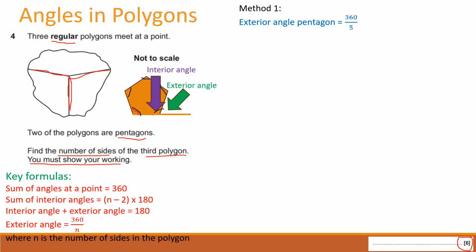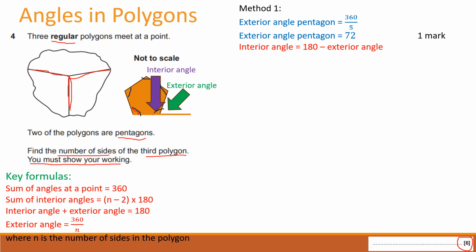So method 1, we're going to use the formula for the exterior angle of a pentagon, which is 360 divided by the number of sides of a pentagon, which will be 5 in this case. If I do that, that gives me an exterior angle of a pentagon of 72. So where the green arrow is pointing, that angle there will be 72. That will give you 1 mark in the exam.